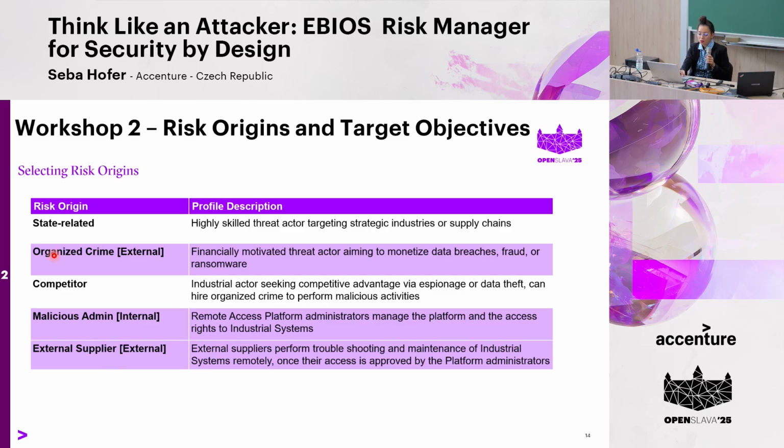And so for our particular study, we're going to choose these 3 here. So organized crime as external attacker, malicious administrator, which is going to be the administrator of the solution. We're going to study how they can compromise the solution. And the external suppliers, which are very important here because there are 1,000. It's a huge risk exposure.